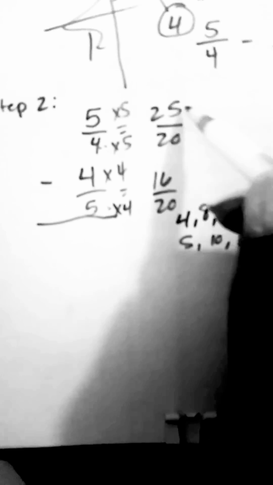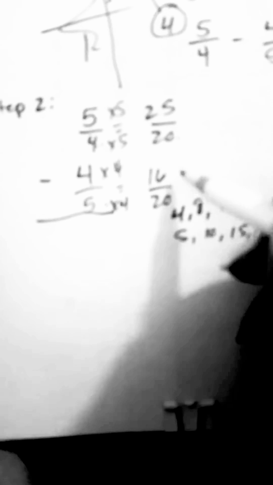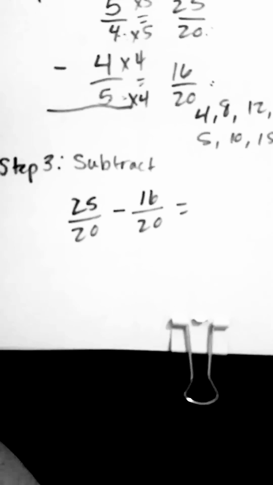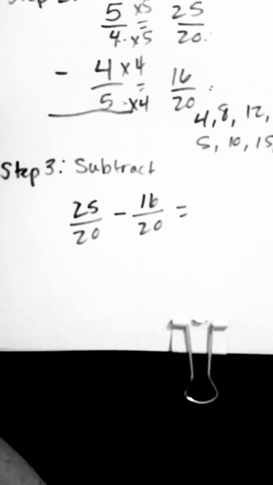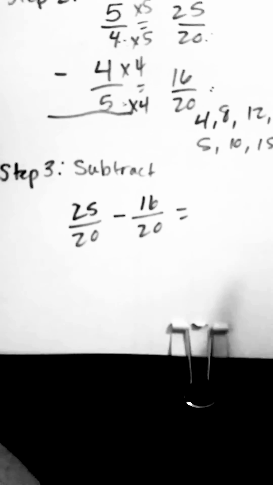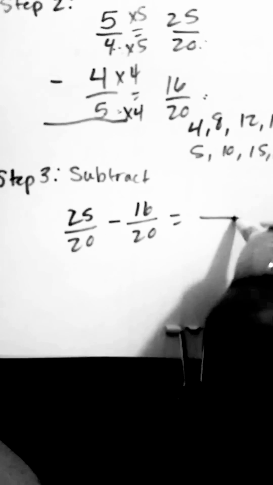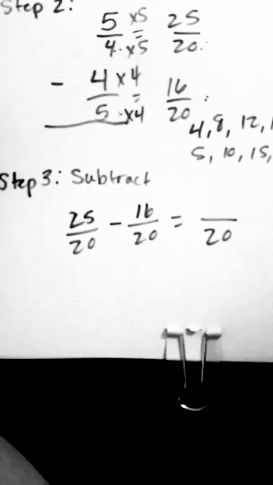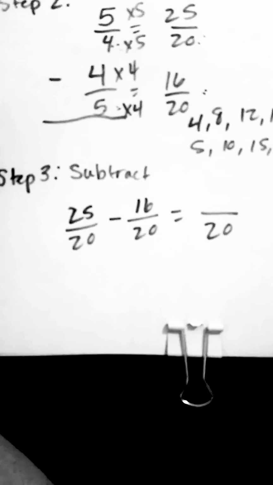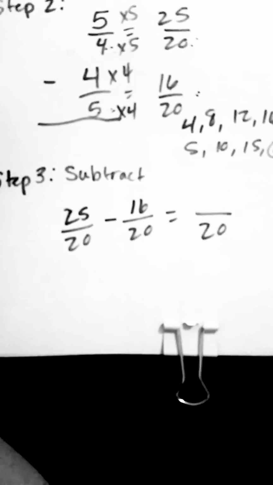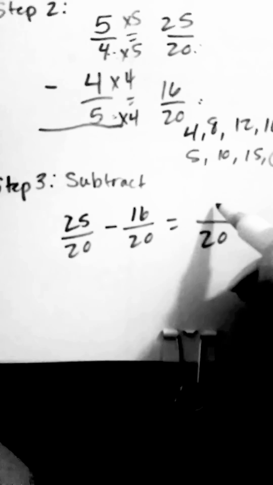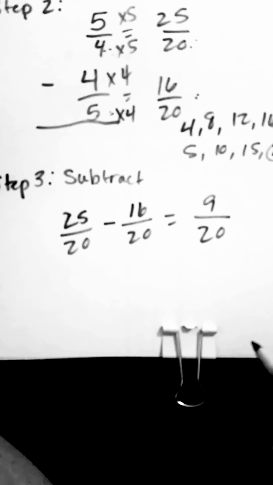How do I know it's improper? Because my numerator is greater than my denominator. But now I have a common denominator and I can subtract. And subtraction is just as simple as 25 minus 16, because our denominator remains the same. 25 minus 16, that's going to leave us with 9. So we have 9 20ths.